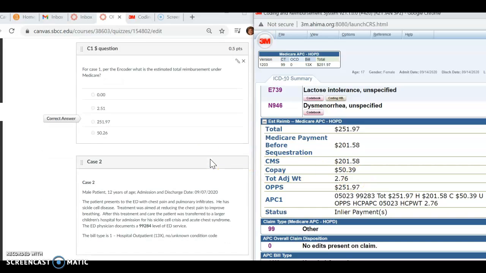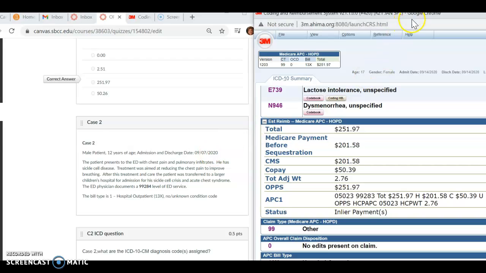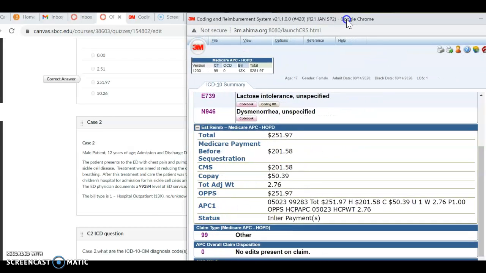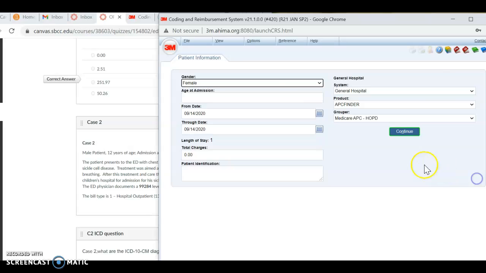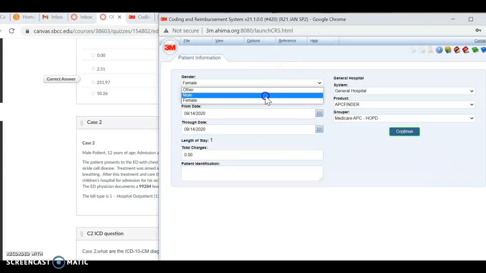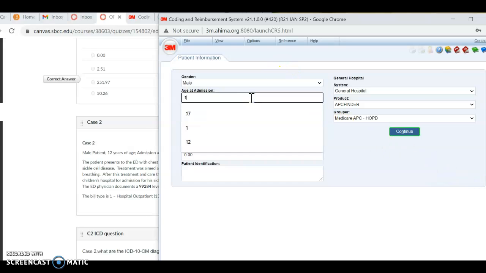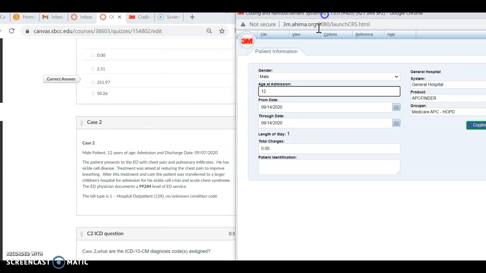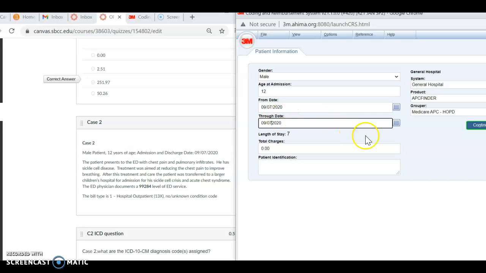All right. So case number 2, we have a male, age 12. So let's go to next patient. Flip that to male, age 12. And the date we're looking at is 9/7. Just going to go in here and switch that to 07 for both, admit and discharge, same day.